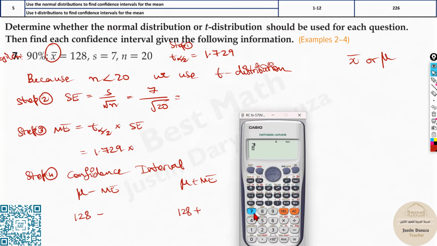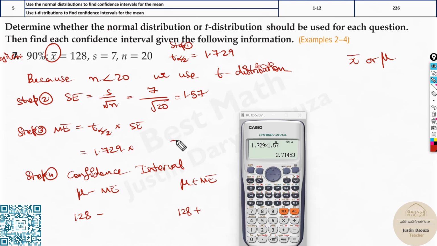First one, we substitute 7 divided by square root 20. The answer is 1.57 here. Next one will be 1.729 times 1.57. It's 2.71.